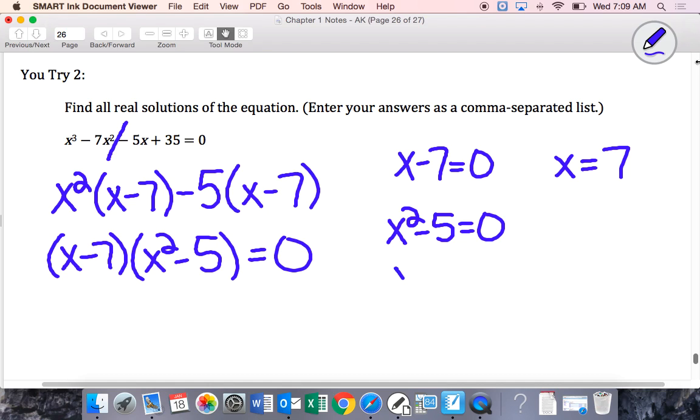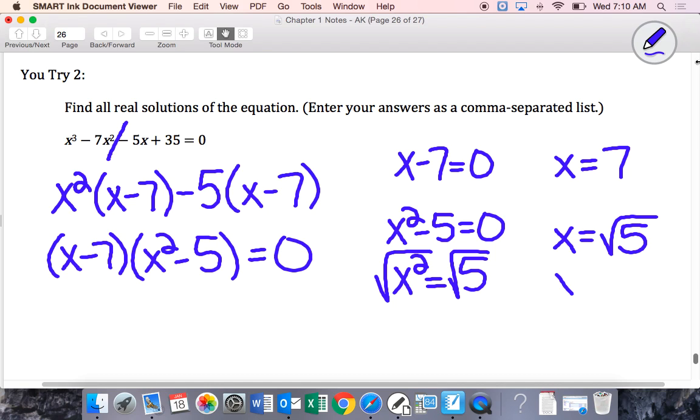For this one, we'd have to move the 5 over, then take the square root. Remember, when you take the square root, leave it in the radical form if it's not a nice, pretty square root. If it gives you a decimal, you have to leave it in the radical form. Now, we're going to have 2 answers, the positive and the negative. Every time you take the square root, you get 2 answers. Cube root, you just get 1. Square root, you get 2.